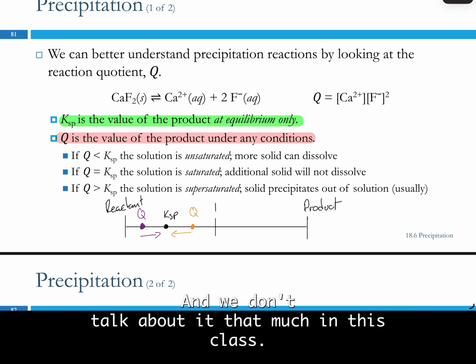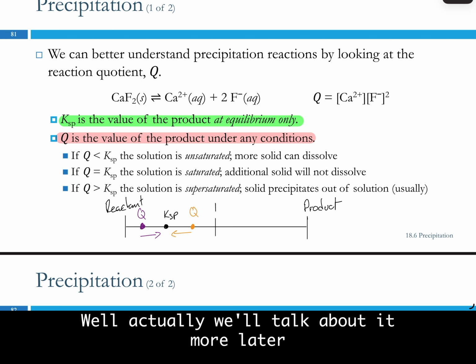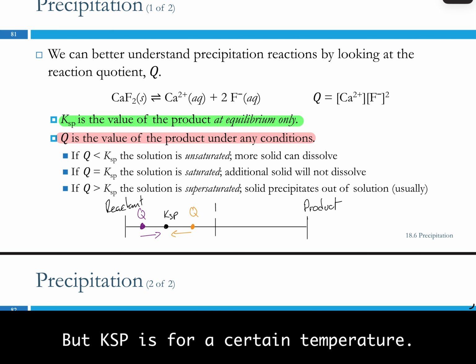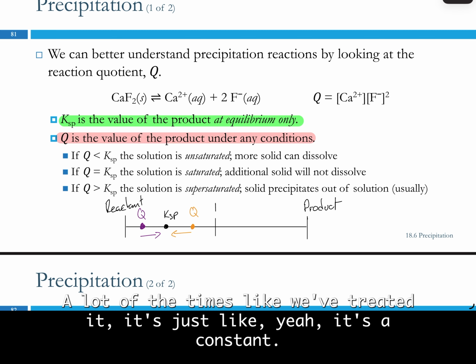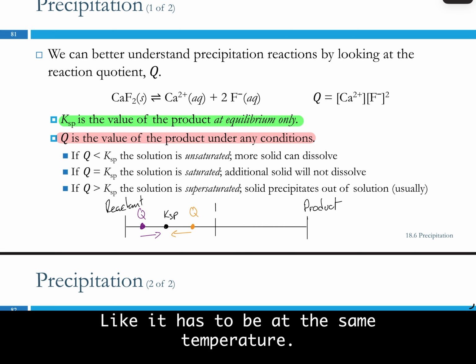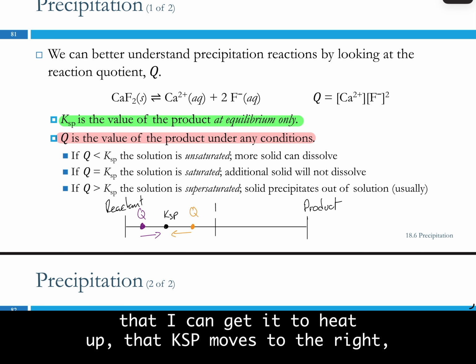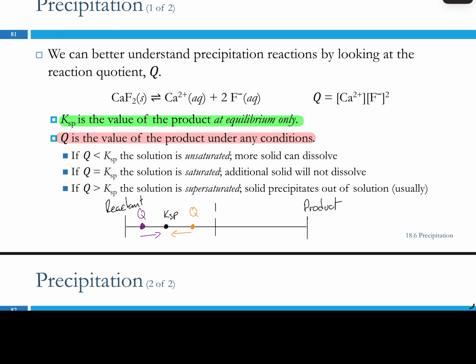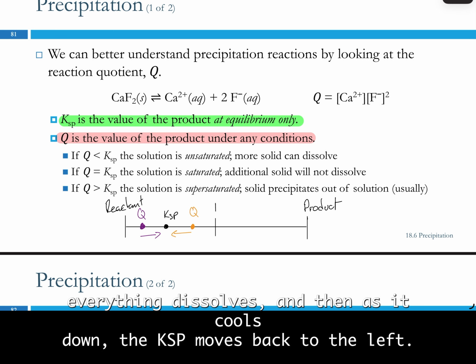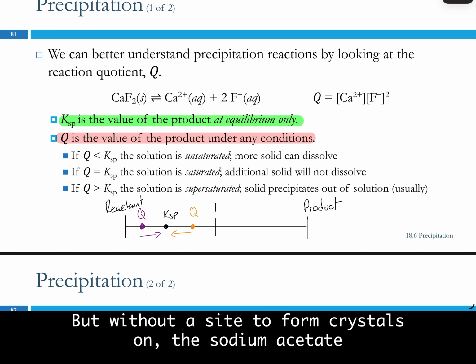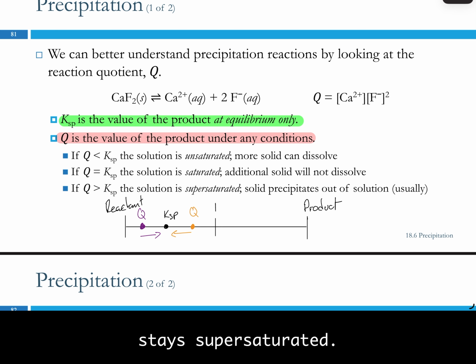We don't talk about it that much in this class. Well, actually, we'll talk about it more later when we start talking about thermodynamics. But KSP is for a certain temperature. A lot of the times, we've treated it as just a constant, like it has to be at the same temperature. But for sodium acetate, that KSP must move enough, at least, that I can get it to heat up. That KSP moves to the right. Everything dissolves. And then as it cools down, the KSP moves back to the left. But without a site to form crystals on, the sodium acetate stays supersaturated.